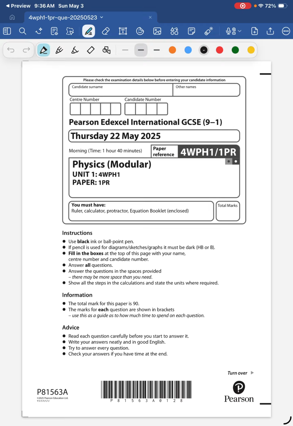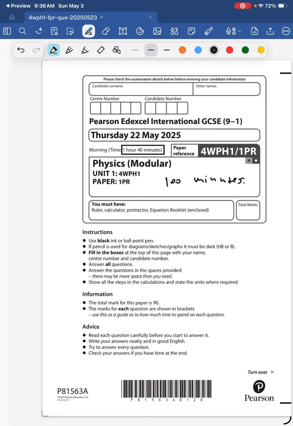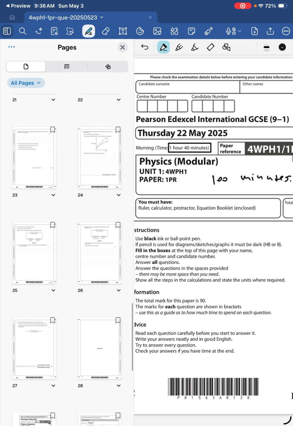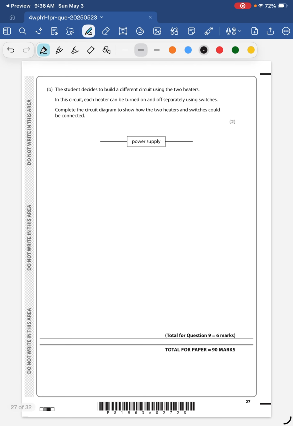But before we do, the thing I always say, this is some general exam strategy. For example, this test takes an hour and 40 minutes, so 100 minutes to solve it. If we go to the back of the paper, this paper awards 90 marks, so you have about a minute per mark. This is what I'm trying to say.